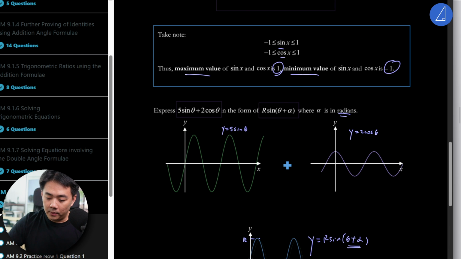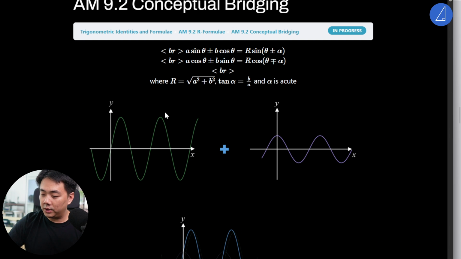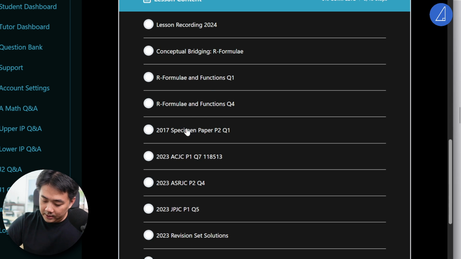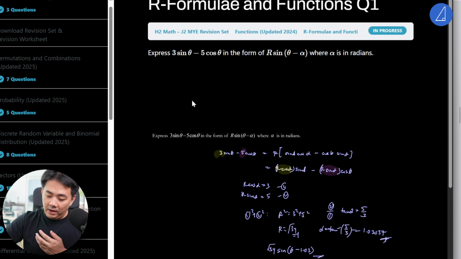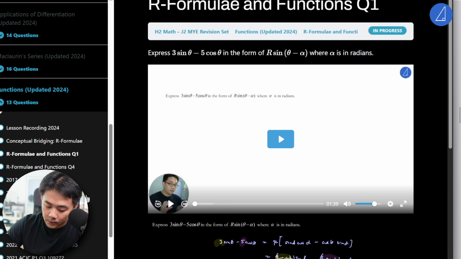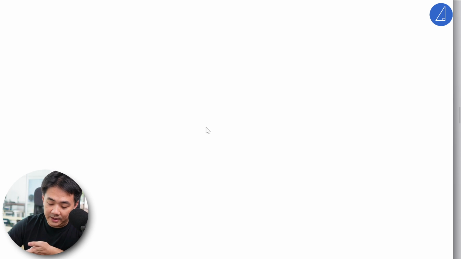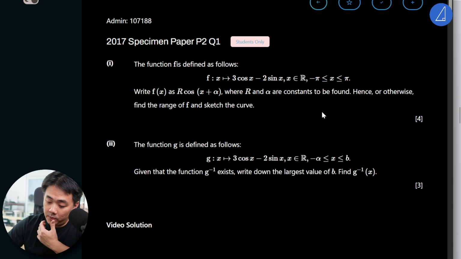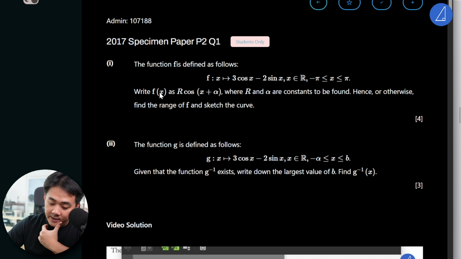Just remember, I will put the R formula worksheet. Wait, let me just put the worksheet in the group chat now. So what you need to understand is the R formula question. Usually in R formula questions, they will give you the formula, so you don't have to memorize per se. They'll say express f(x) in this form. So let's say this question here, we want to express in this form.